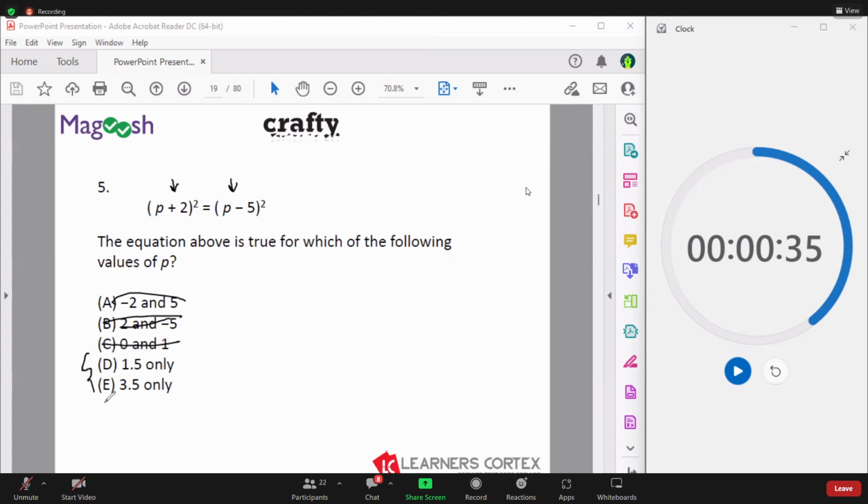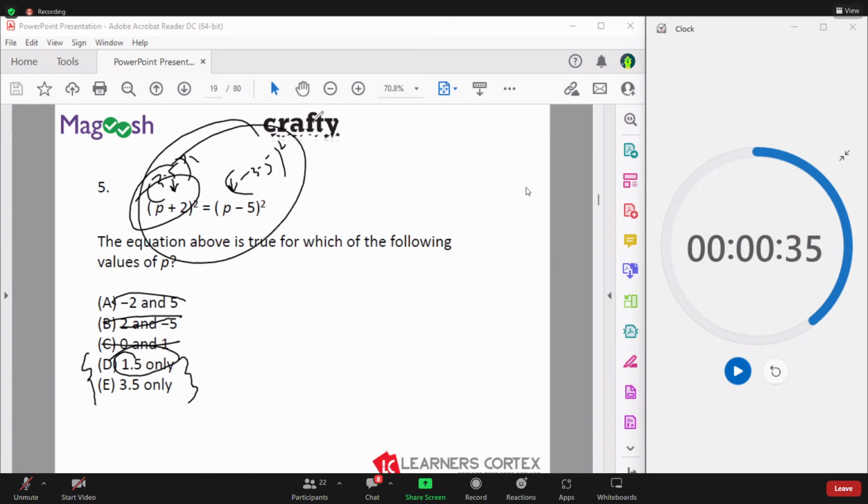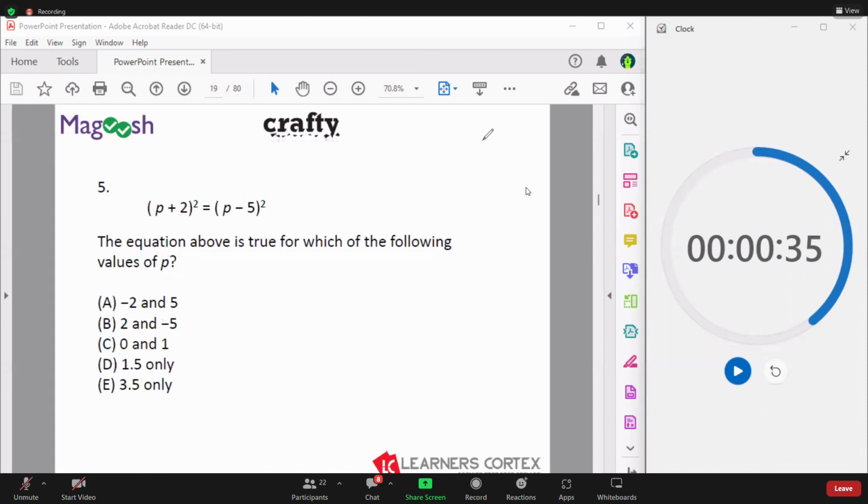Now the only ones remaining are these. You can also hit and trial. This becomes 3.5, this becomes -3.5, if we apply this particular value. Since it is squared, both answers would be the same, which would be 12.25 on both sides. So this is how you can also get the answer.